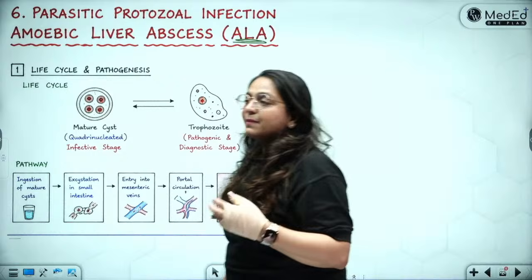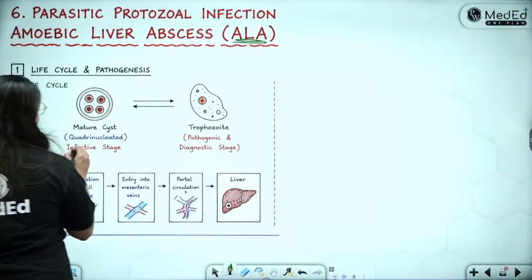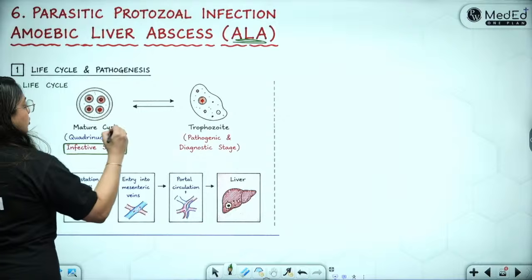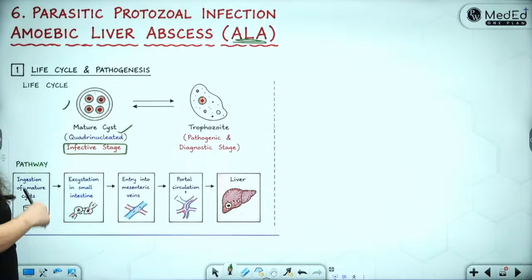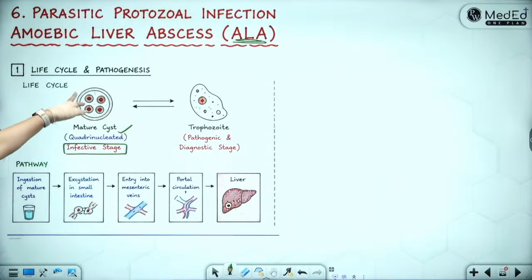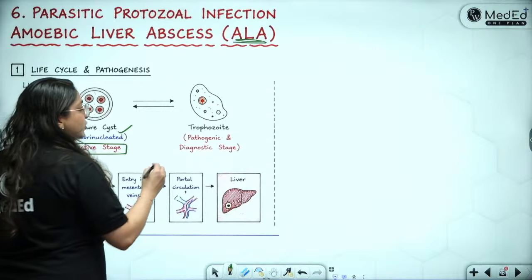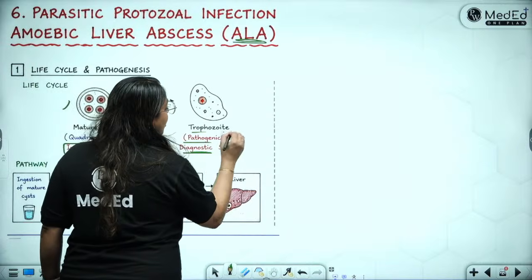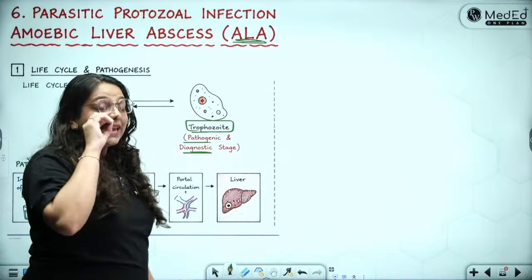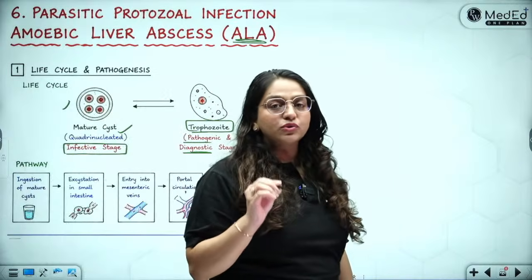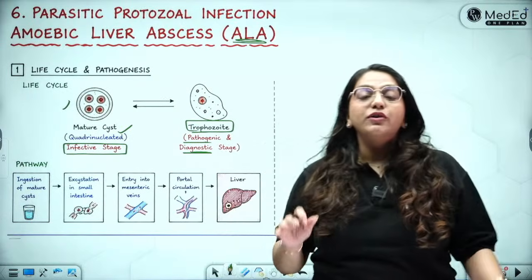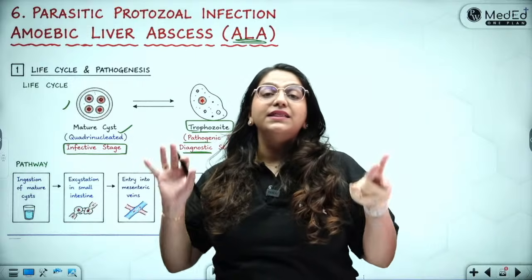So how does amoebic liver abscess happen? The infective stage is the quadrinucleate or the mature cyst. You can easily draw the diagram of a cyst with the 4 nuclei, and the pathogenic or the diagnostic stage is the trophozoite. Why in amoebic liver abscess is the diagnostic stage not the cyst? Because cyst is only excreted in the feces.